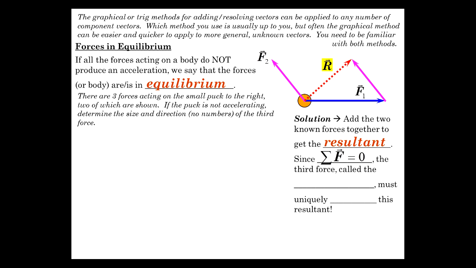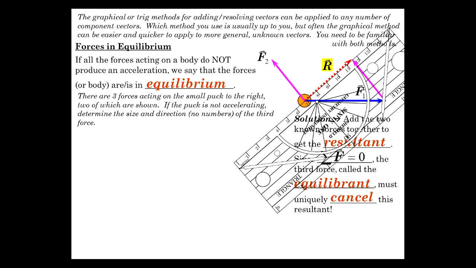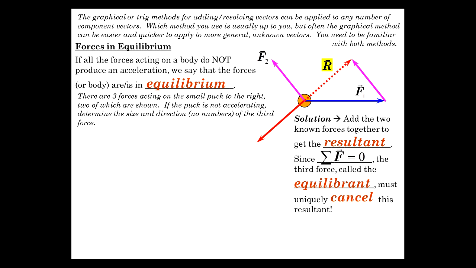So the third force, which is called the equilibrant, has to uniquely cancel that resultant of the first 2. So bring in the instrument again, measure the resultant, and simply construct a vector in the opposite direction of the same length. There it is. And now we have F3, that is the third force. So that's kind of nifty.